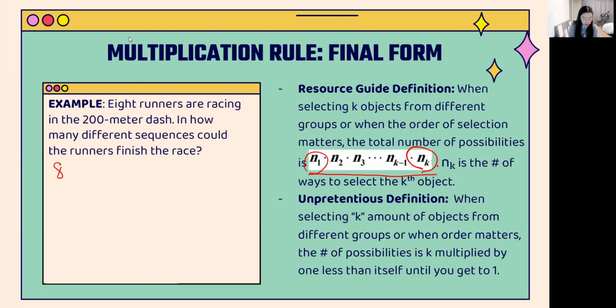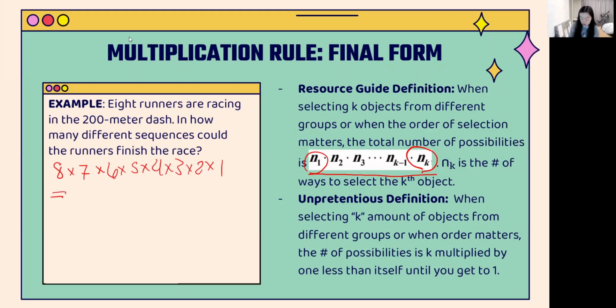So after the first person finishes, there's going to be 7 people left to compete. Then after the second person finishes, there's going to be 6. So you just keep going down all the way until you get to the last person who finished last. And that's the amount of different sequences that you could have, because think about it logically, once you finish, you're not going to go back and then finish again. So you always have one less person after the new person finishes.